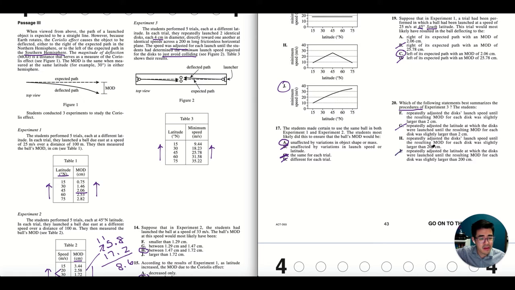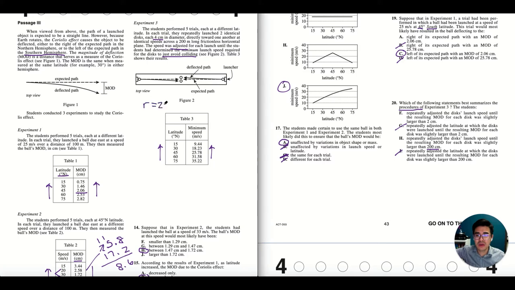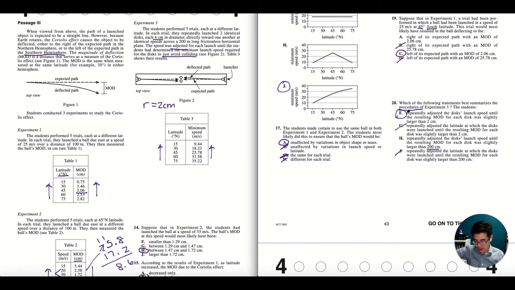And then the mod. Well, the mod is all really small in this graph. So I think they did the 200 centimeters to throw you off because it's a 200 meter long table. And then the diameter. Okay, so if the diameter is 4, that means the radius is 2. So, yeah. I think process of elimination leads you to F. Okay, so that one's F.